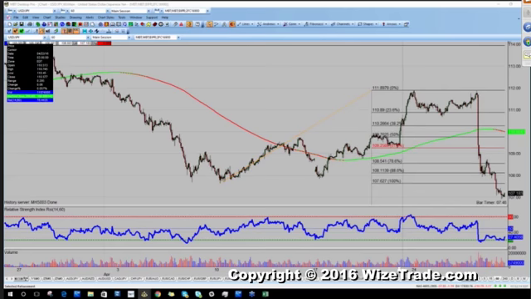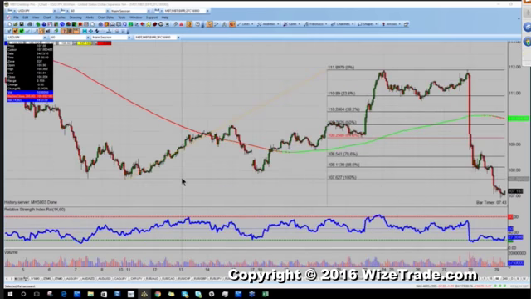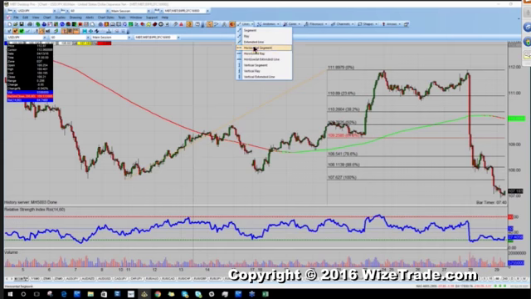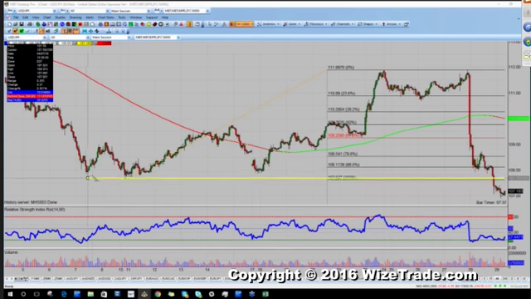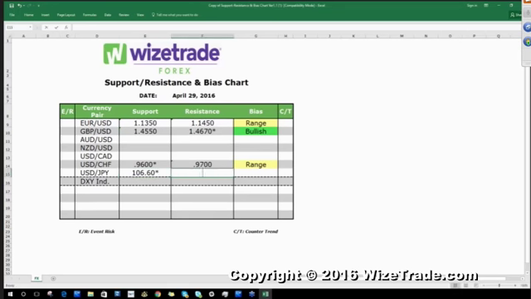Resistance now. We can clearly tell you that this is resistance. That's pretty simple. 107.60, clearly that's resistance right there. That and 108. So 107.60, 108, and we are in a bearish trend.